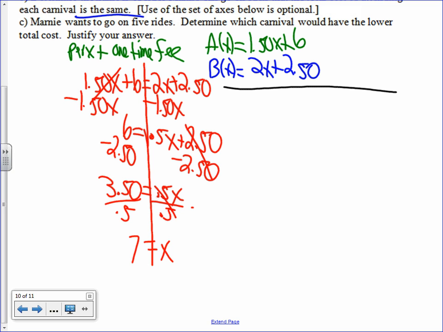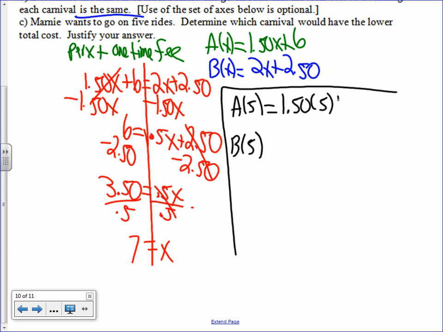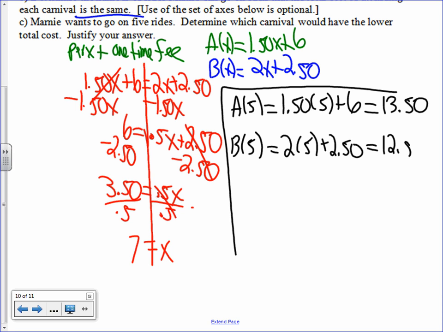Part C, Marty wants to go on 5 rides. Determine which carnival would have the lower total cost. So I need to do A of 5. I need to do B of 5. So I do 1.50 times 5 plus 6. I do 2 times 5 plus 2.50. This one gives me 13.50. This one gives me 12.50.